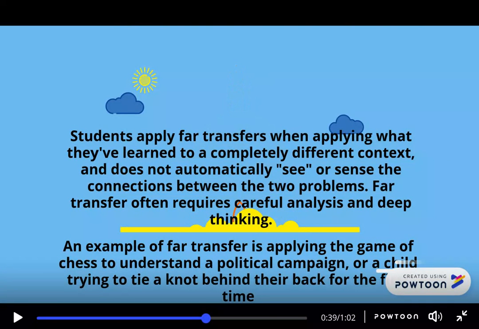Students apply far transfers when applying what they learn to a completely different context. So they don't automatically see or sense the connections between the two problems. So this far transfer often requires careful analysis and deep thinking. An example of far transfer is applying the game of chess to understand a political campaign. Or if a child is trying to tie a knot behind their back for the first time, they learn how to tie their shoes, but once they're asked to tie on an apron behind their back, it becomes a lot harder and a further transfer.